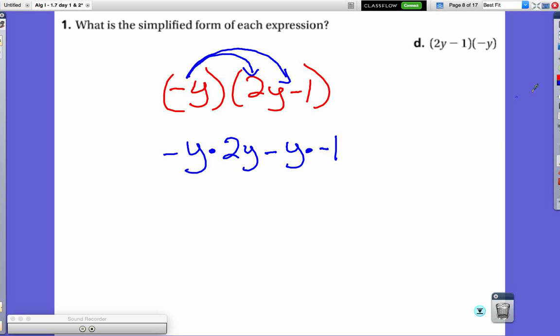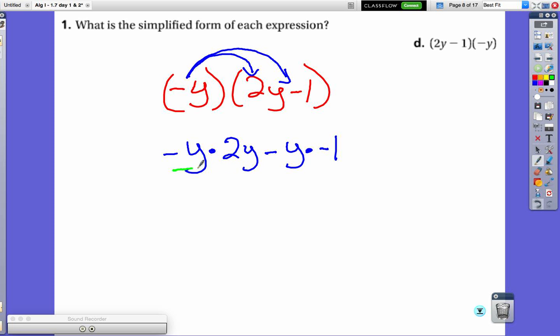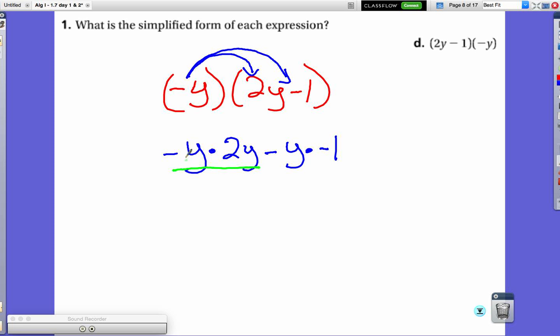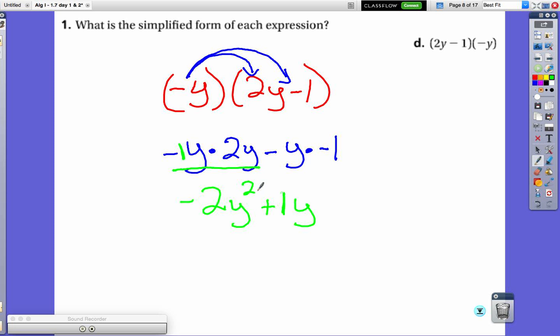Now when we multiply this first one, negative y times 2y, we have negative 1 times 2, negative 2, and now y times y is actually y to the second power. We looked at that a little bit when we talked about area last week. But y times y is y squared. Now this next one is negative y times negative 1, and we know a negative times a negative is a positive. And this is a positive y. If you want to put the 1 in front, you can. You don't need to. Now this is our answer.